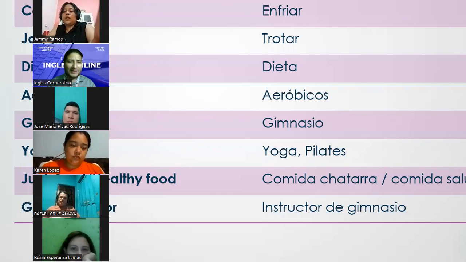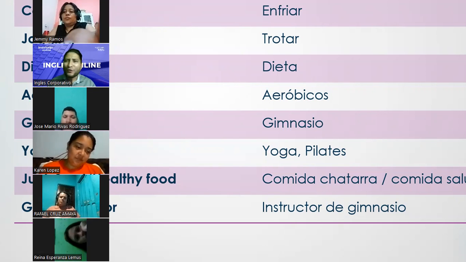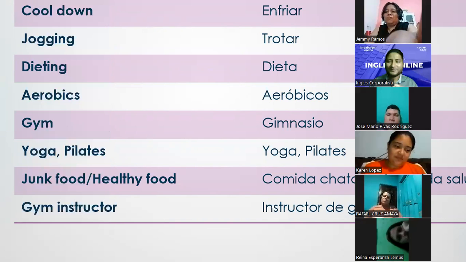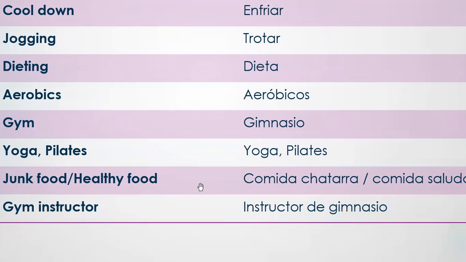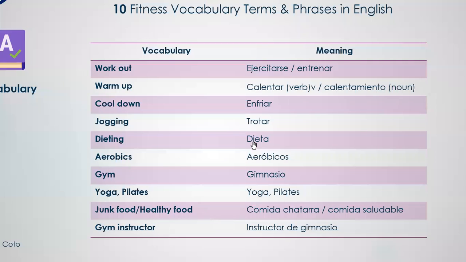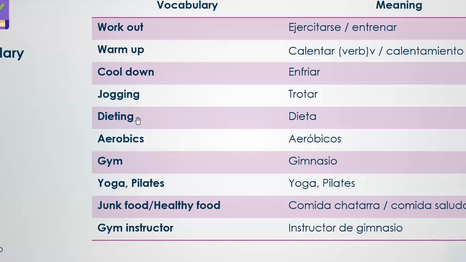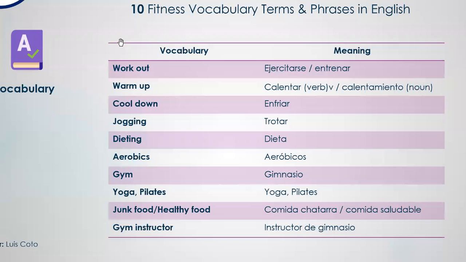Salads. Repeat, salads. Okay, salad. Go green salads. Oh, that's picky. Do you know go green? Yes? Okay, they are good. I like them. Okay, and finally, gym instructor. Yes, the person who helps you in the gym to do the exercises. Okay, perfect, thank you. Good, so you know some terms and vocabulary about fitness.